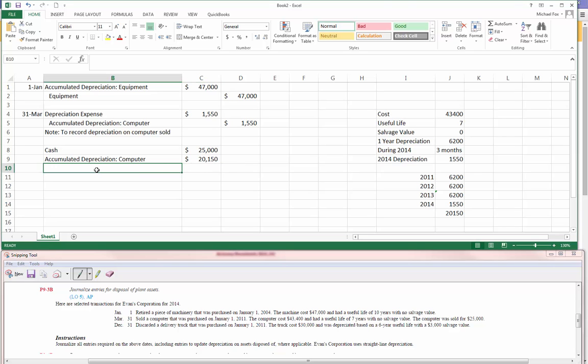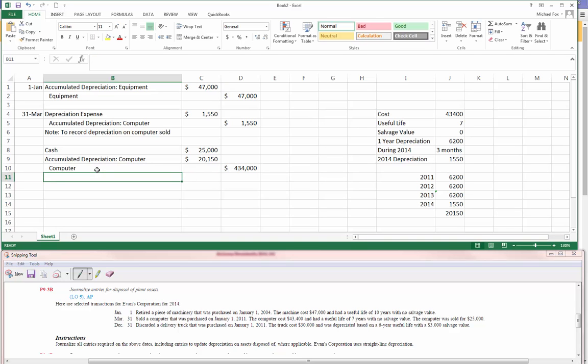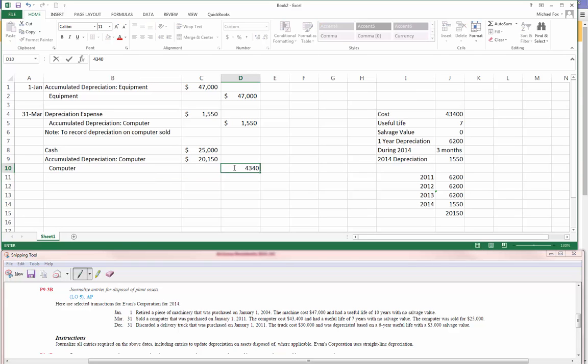And so the asset, if you remember, is going to be carried on my books at its cost. Sometimes they would list this instead of as computer as just equipment as well, but I'm calling it computer. So I would have a debit balance in my computer account of $43,400 because that was the cost of the computer. So now I have to credit that account $43,400 to get rid of the computer, or to, whoops, not 434,000, 43,400 to get that account off my books.